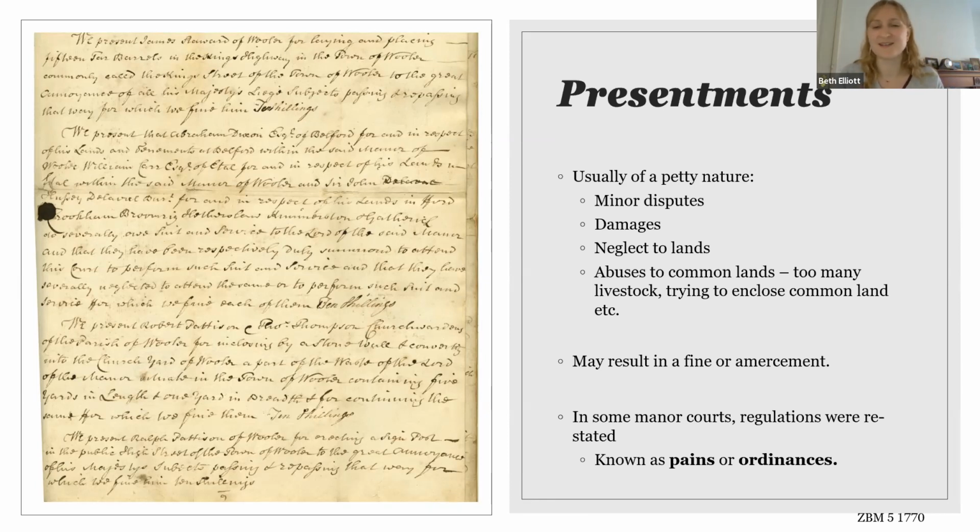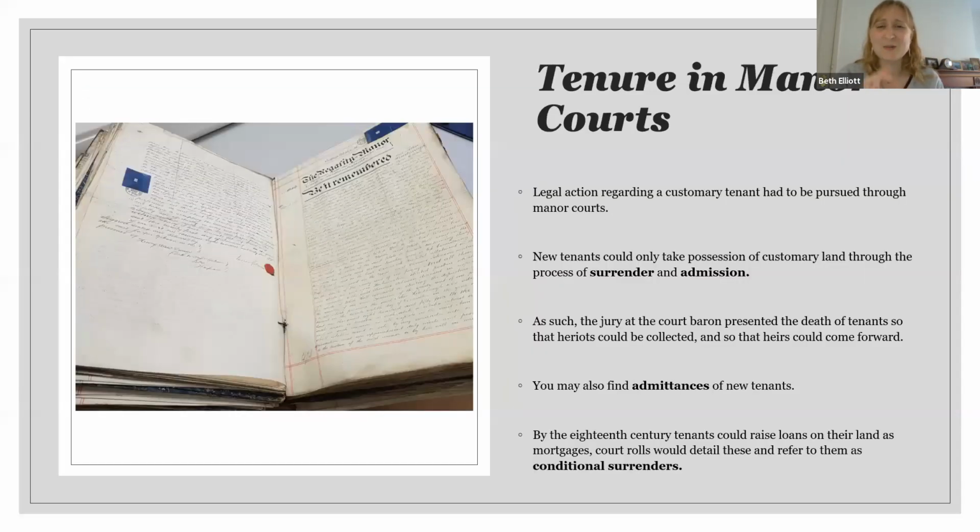Sometimes you see things like, so-and-so's sheep have escaped and eaten all of my crops. You get a good mix of the different types of presentment. They can be really interesting. So associated with the courts, in court books, or you may find these separately, you can also find surrenders and admissions.